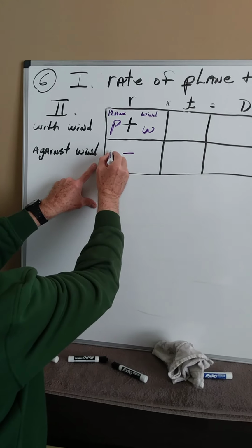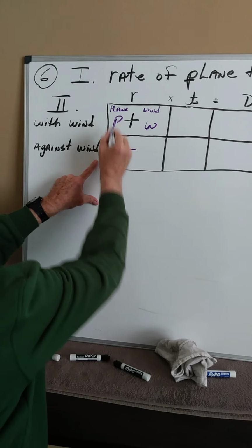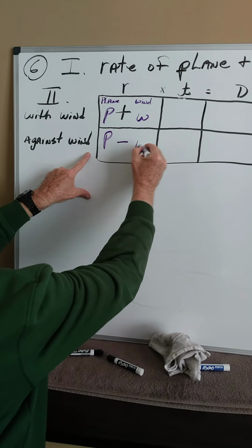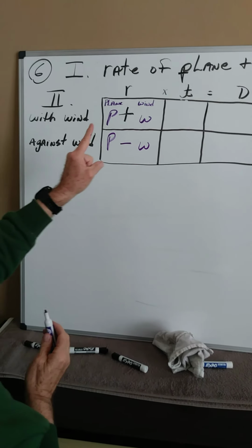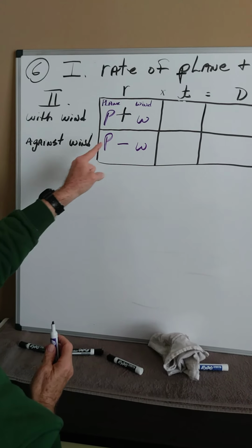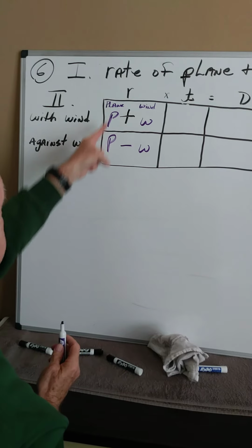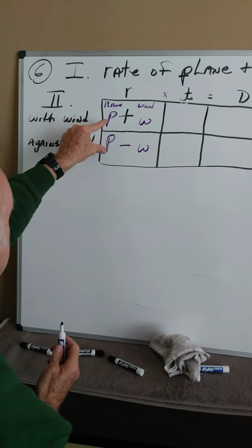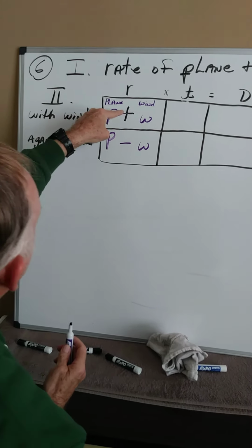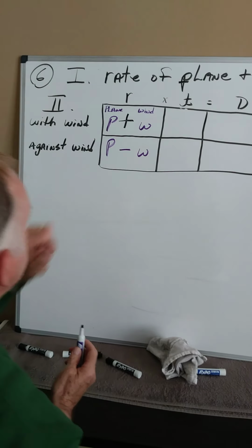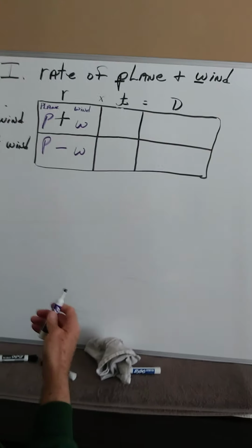You must put the plane variable first. It says so. W second. People, make this notation. You cannot put W first. It must be the vehicle first, plus or minus wind. Now the rest we all know.